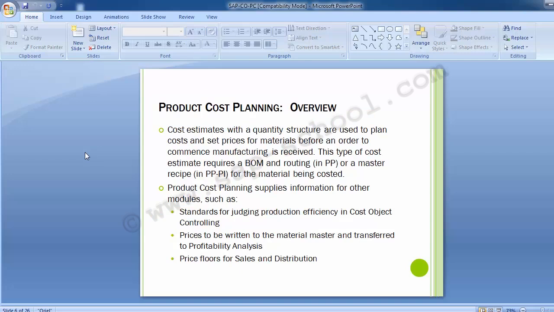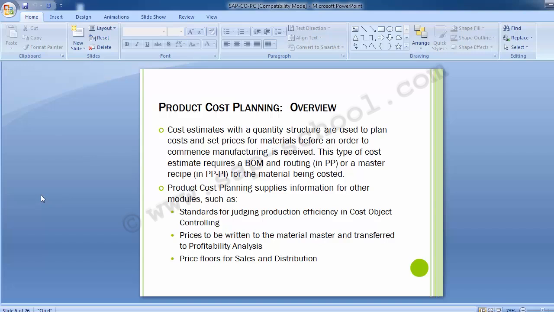Product cost planning. Cost elements with a quantity structure are used to plan cost and set prices for materials before an order to commence manufacturing is received. This type of cost estimate requires a BOM, bill of material, and routing. Both are part of master data in the PP module, or a master recipe, again in the PP module, for the material being costed. So the PP module is used as part of the planning of the production. Product cost planning supplies information for other modules as well, such as standards for judging production efficiency in cost object controlling, prices to be written to the material master and transferred to profitability analysis, and price floors for sales and distribution.